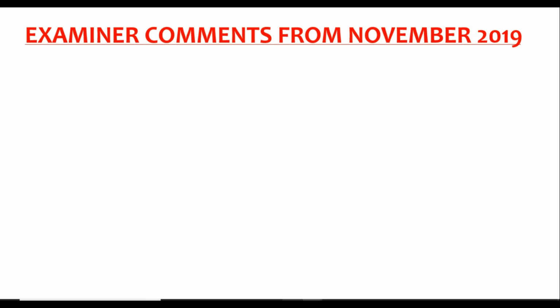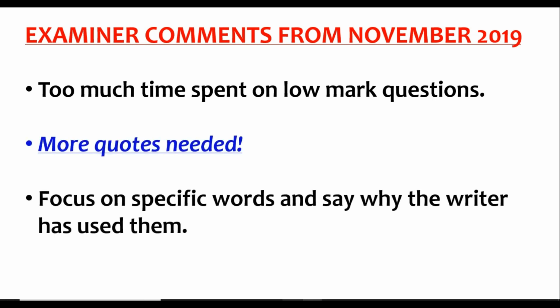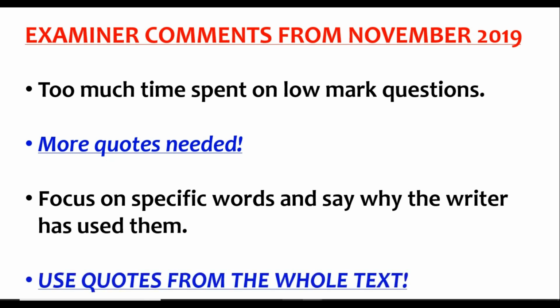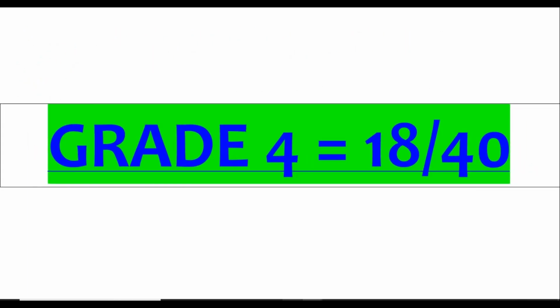The examiner comments from November 2019, things grade 3 students in particular could have done better to get grade 4 and above, are: too much time spent on low mark questions, more quotes needed, focus on specific words and say why the writer has used them, and you need to use quotes from the whole text. I'll talk more about that during the video.